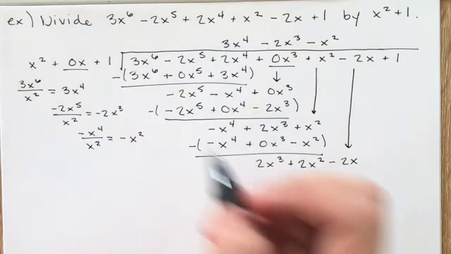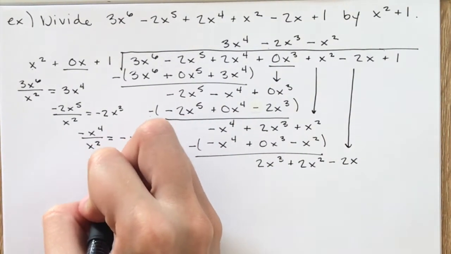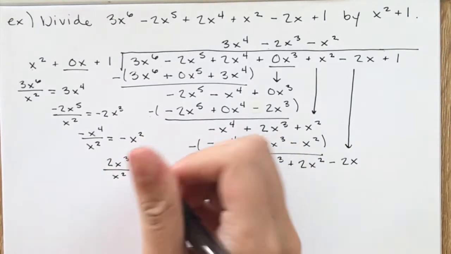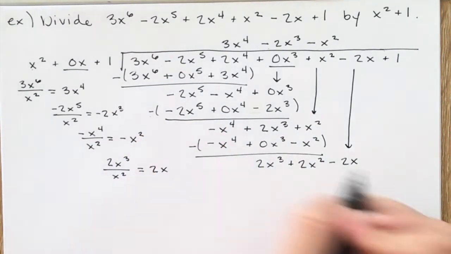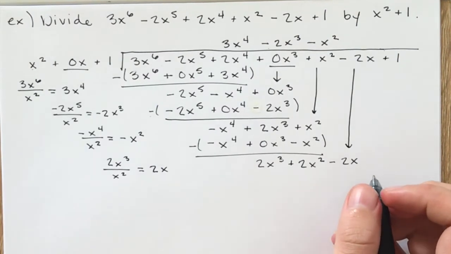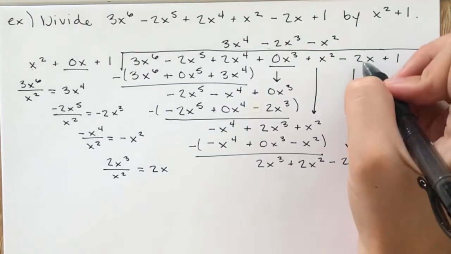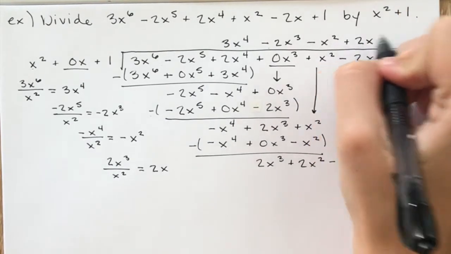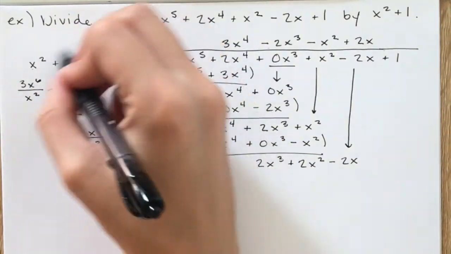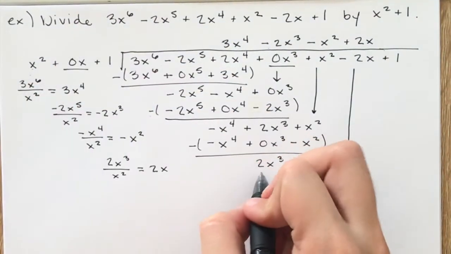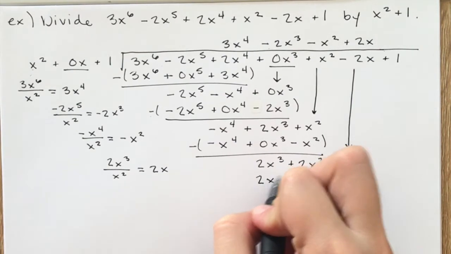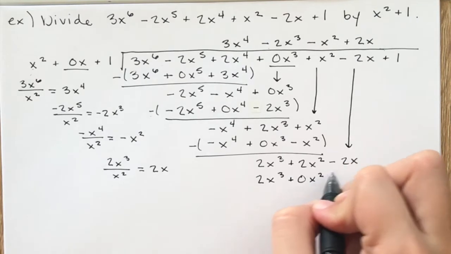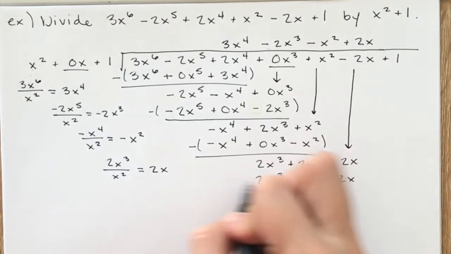All right, I want to divide first term by first term. So 2x cubed divided by x squared, I'm left with 2 times x. 2x needs to go above our other x term, so we have plus 2x up here. We need to multiply by our divisor. We have 2x times x squared, so 2x cubed plus 0x squared plus 2x.